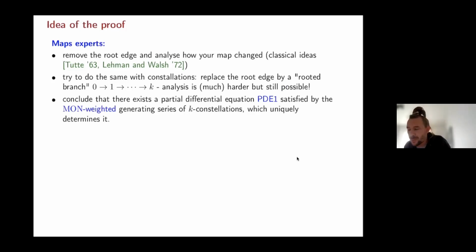But we have these much more complicated objects, which are constellations. So you have to do it in a very smart way. You should not delete just a root edge, but you should delete something which we call the rooted branch. There are some technical things to do, but if you're an expert in your field, you have some ideas how to do it, and it still works. So the conclusion is that you can create the partial differential equation which uniquely determines your generating function.